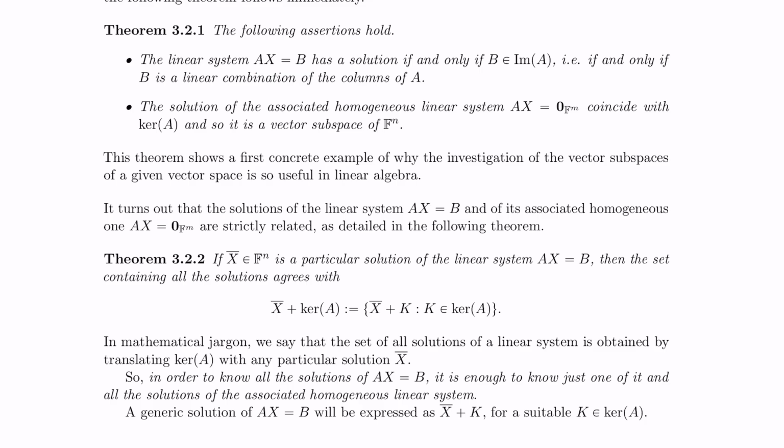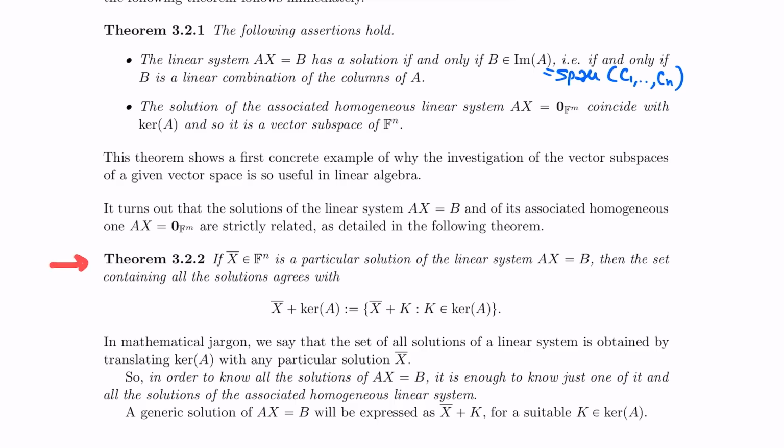If B doesn't belong to the image of A, then it can never satisfy this equation here. Moreover, we have seen that the image of A is the span of its columns, column 1, column n. Hence, B can be a solution of AX equals B if and only if it is a suitable linear combination of the columns of A. The second statement of the theorem says that the solution of the associated homogeneous linear system, that is Ax equals 0, coincides with the kernel of A, and so it is a vector subspace of Fn. Again, this is simply the application of the definition of kernel of a matrix, plus the fact that the kernel, we know it is a vector subspace and not a simple subset.